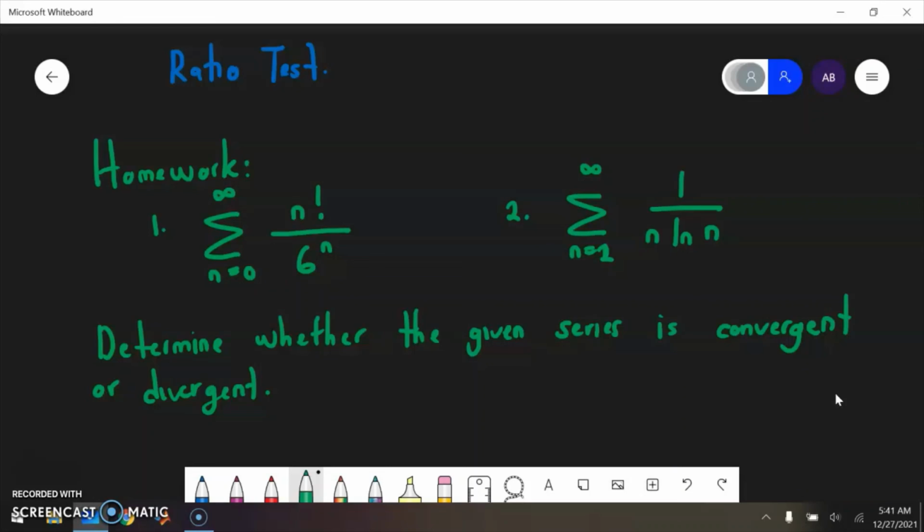Now, in my next video, I'm going to show you another test that you can use to determine whether the series converges or diverges, using the root test.